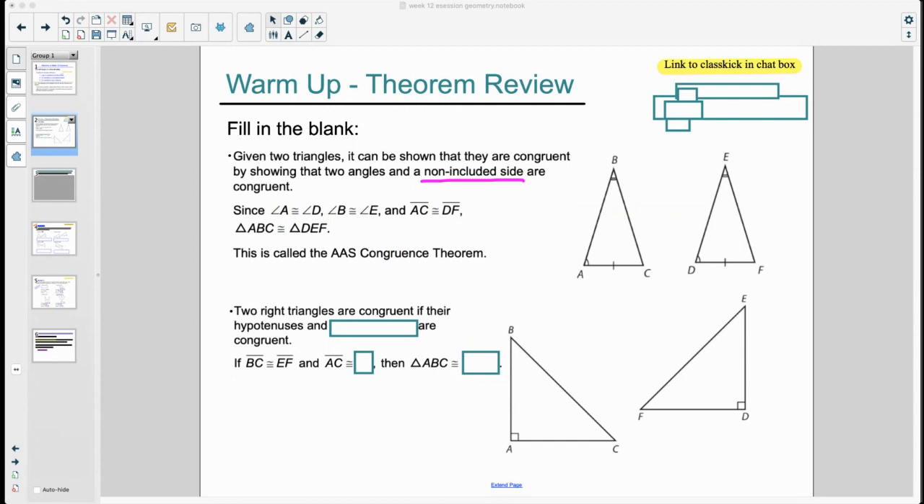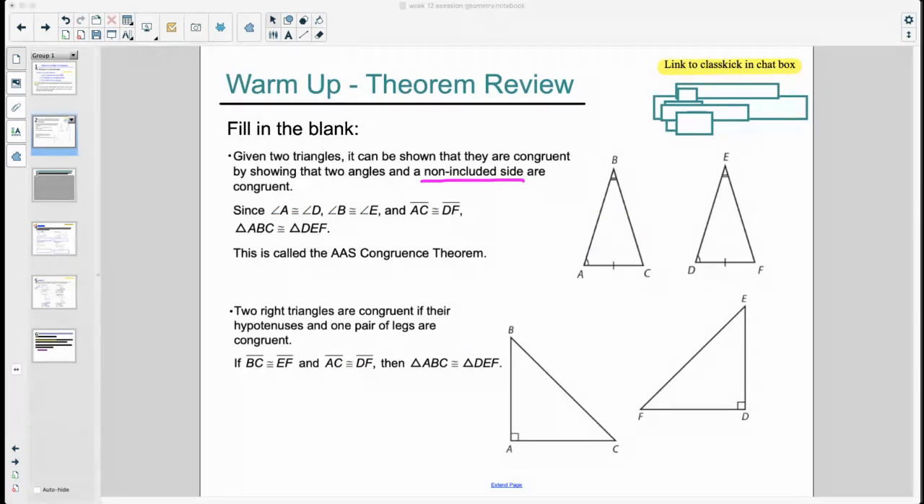All right, the second one here. Two right triangles, and notice you have those right angle symbols, are congruent if their hypotenuses and one pair of legs are congruent. It can be either leg, it doesn't matter, but those corresponding pieces have to be congruent. So let's fill in the rest. If BC is congruent to EF, and notice those are the hypotenuses, so that's the first piece, and AC is congruent to DF, then because we have those right angles as well, we have the two triangles congruent. And that is that second theorem.